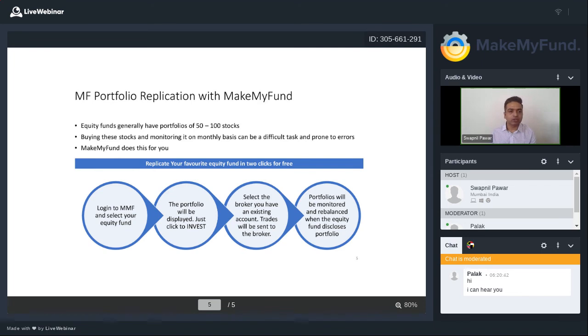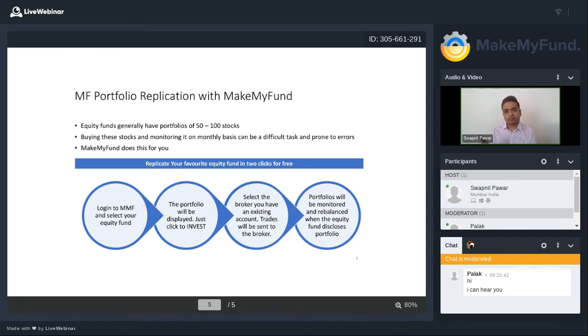So first is log into your MMF, which is Make My Fund account, if you will. Just to be clear, we don't require you to open a new broking account or demat account or anything of that sort with us. We are a SEBI registered investment advisor, and all you need to be doing is have an investment advisory agreement with us. But your own broker and your own online broking account, that is what you work with. So you log into your MMF account, which is easy enough to create. You can create it with a Google ID.